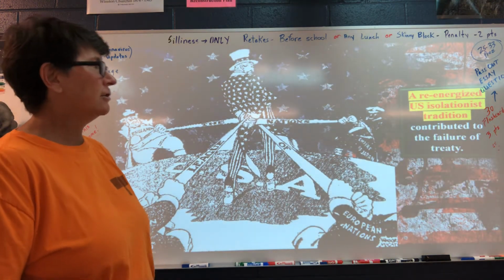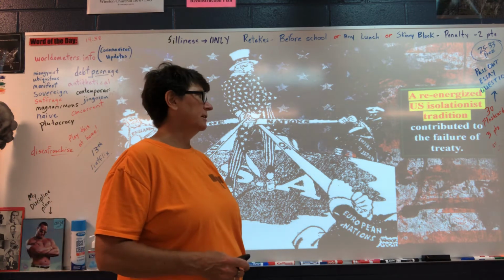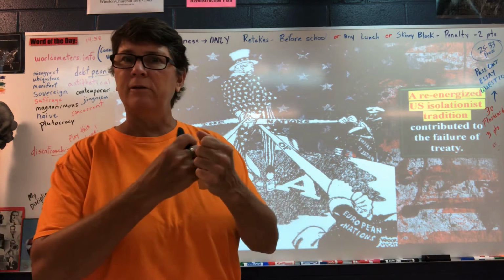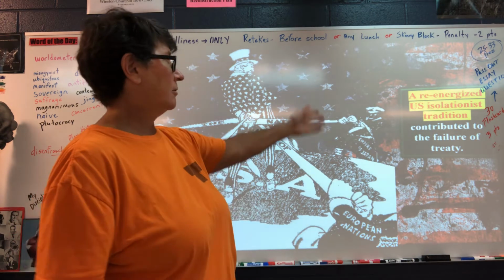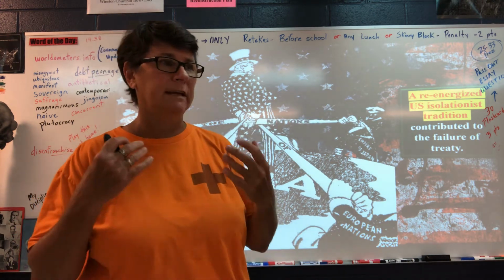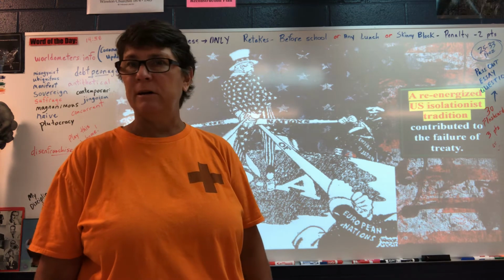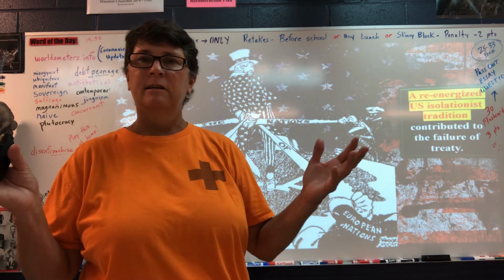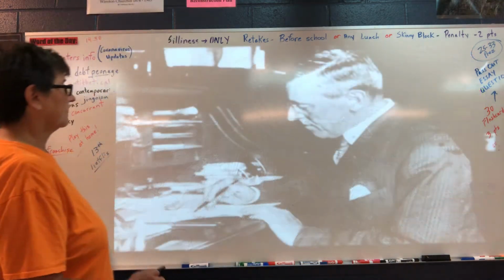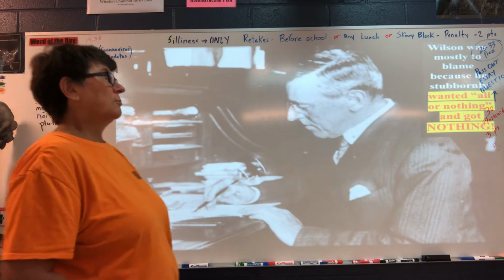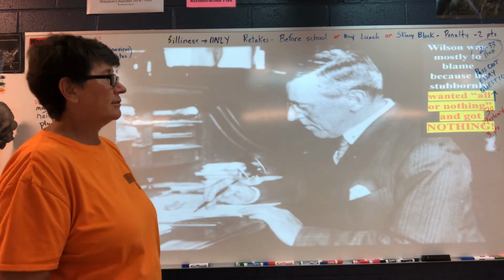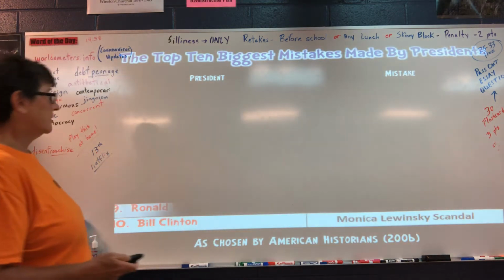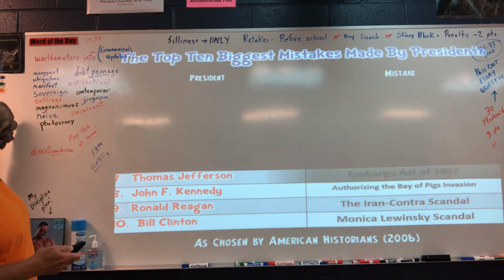A re-energized U.S. isolationist tradition contributed to the failure of the treaty. The treaty says that we should help other nations, friendly nations, and since we were now coming into a newly energized isolationist period, the 1920s, that was all the more reason that they rejected any imperialist type ideas. Wilson was mostly to blame because he stubbornly wanted all or nothing, so he got nothing. These are famously among the biggest mistakes made by presidents.